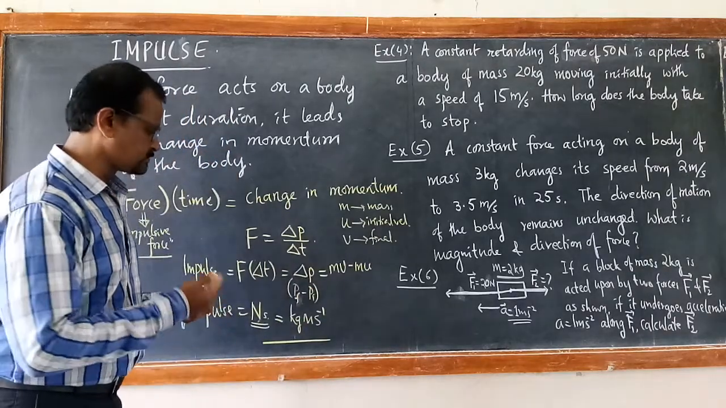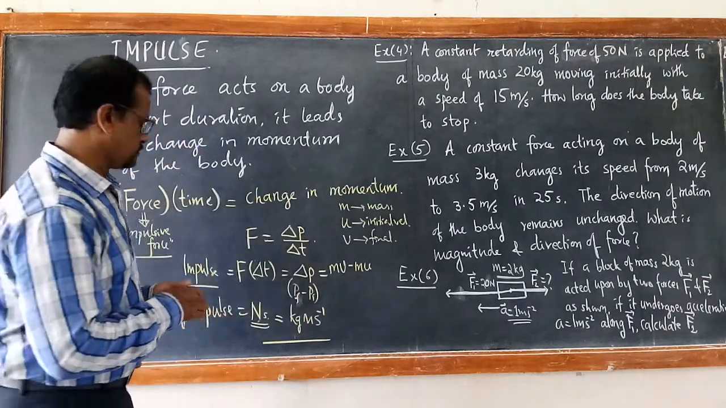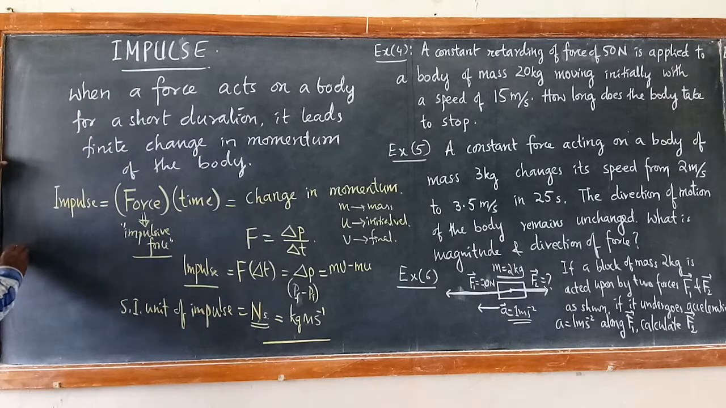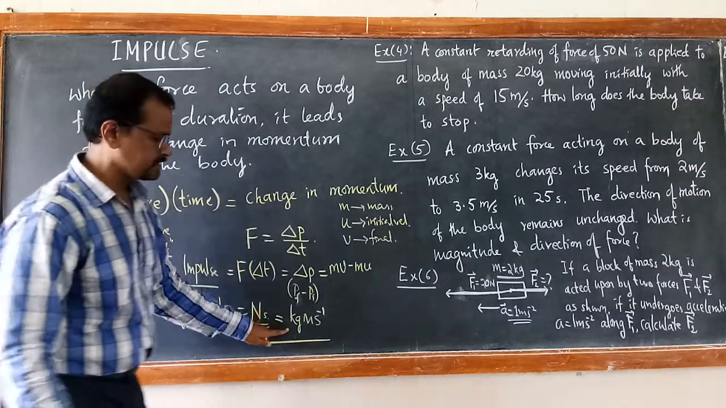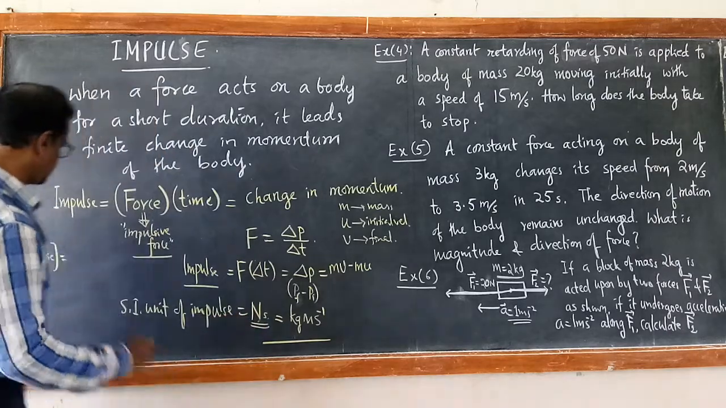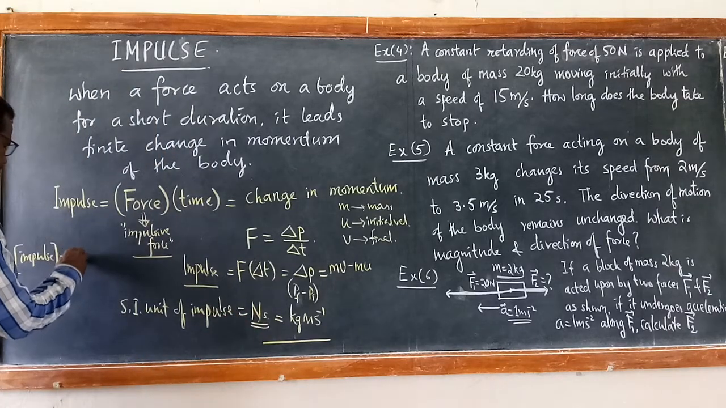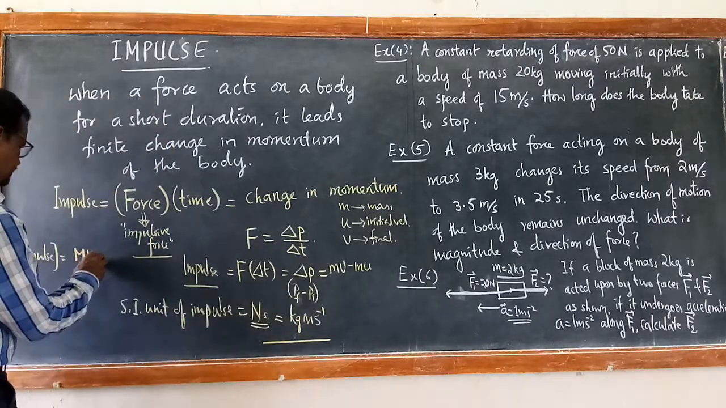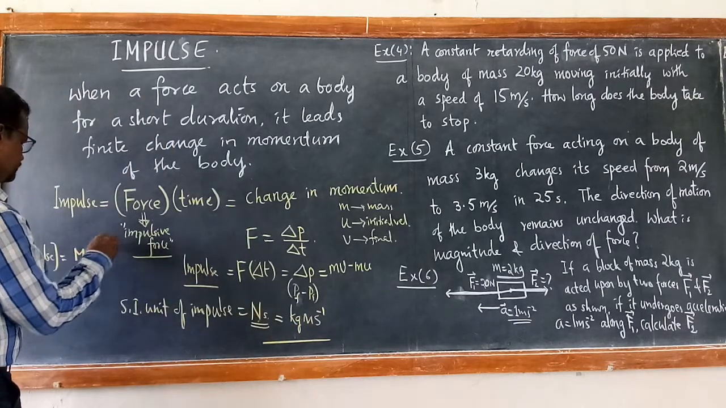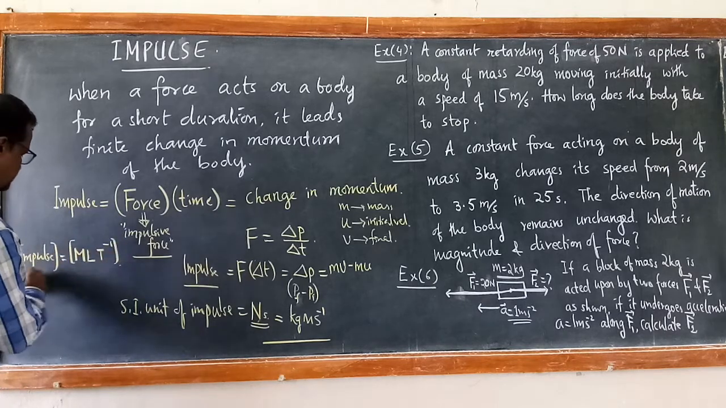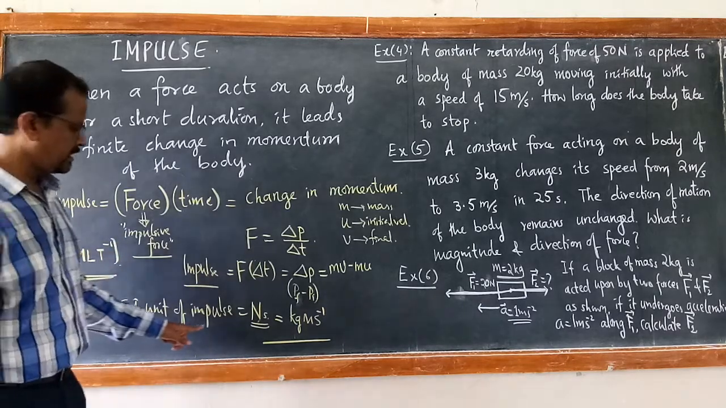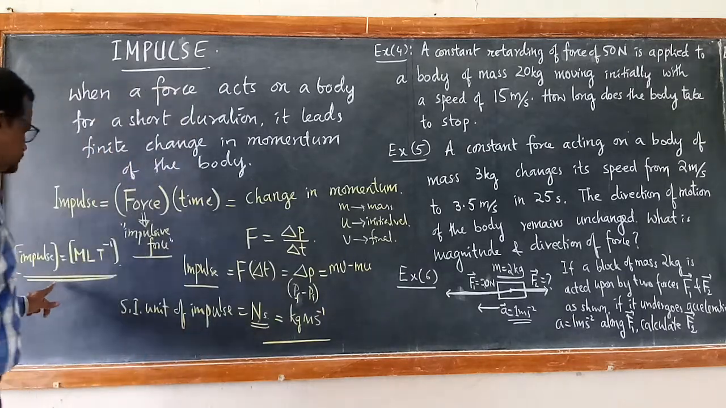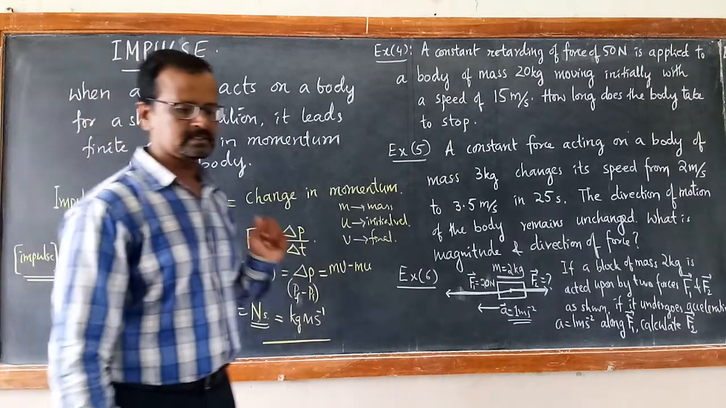So this helps us to even find out its dimension. What is the dimension of impulse? The dimension equation of impulse you can straight away write from these base units. It has the dimension of mass, dimension of length, and dimension of time raised to minus 1. So thus this becomes the dimension of impulse. So I have written the dimension of impulse as well as the SI unit of impulse.